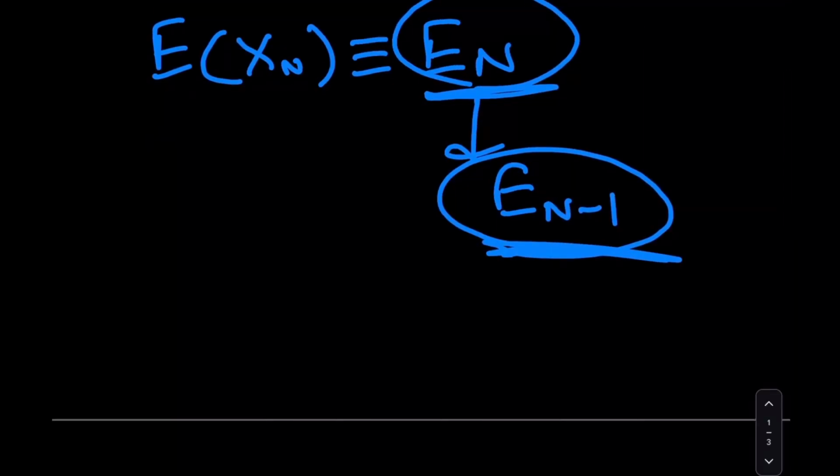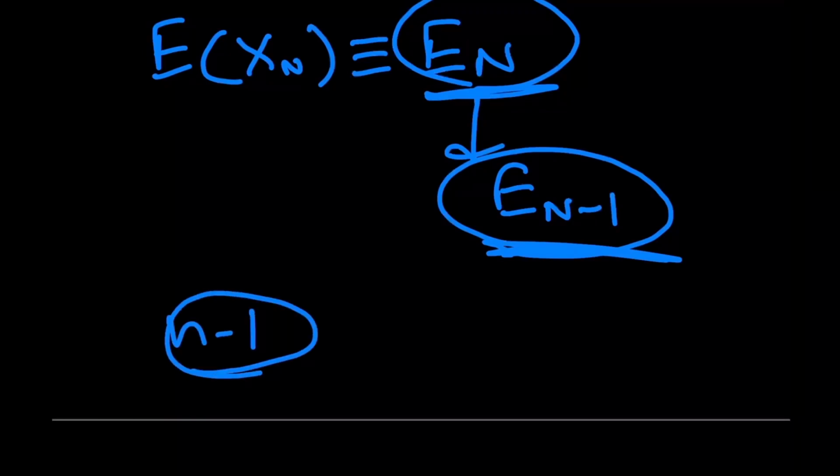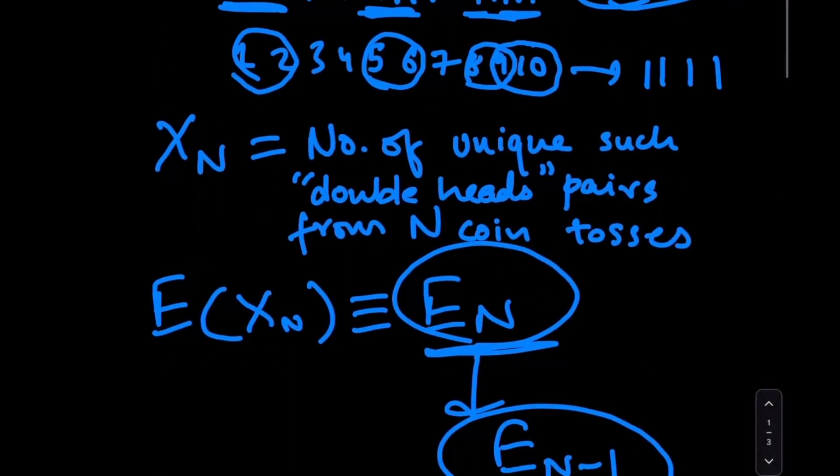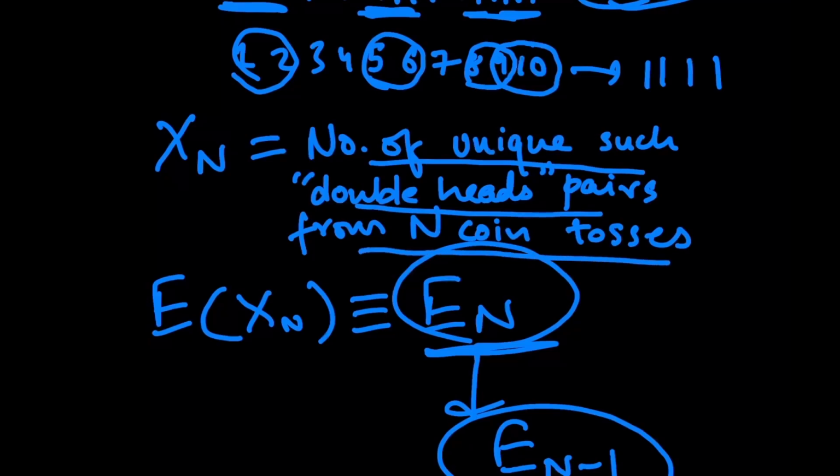Now, coming to the proper solution, imagine that we already have had n minus 1 coin tosses, and now we're having to think about the very last coin toss. Right? While calculating E of n, by thinking about it in this way, we could say that for the n minus 1 coin tosses, we already know that there's going to be E of n minus 1 pairs that we could have formed, where E of n minus 1 denotes the expected number of unique such double heads pairs that we could have formed from n minus 1 coin tosses.